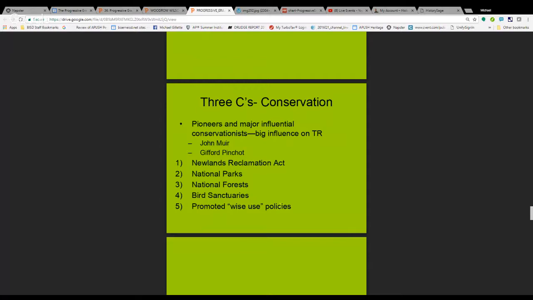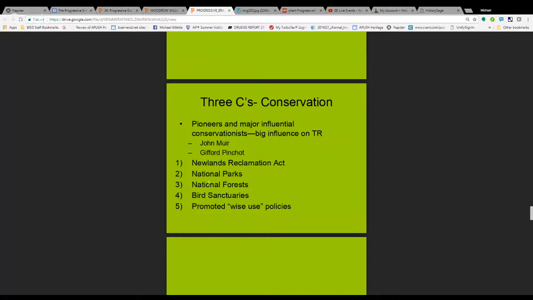One of the most influential conservationists at the time, and really in all of American history, is a note card term by the name of John Muir. John Muir, there he is. He's the one who led the effort to protect Yosemite, and later co-founded the Sierra Club. The Sierra Club is the nation's most respected conservation organization in the United States.